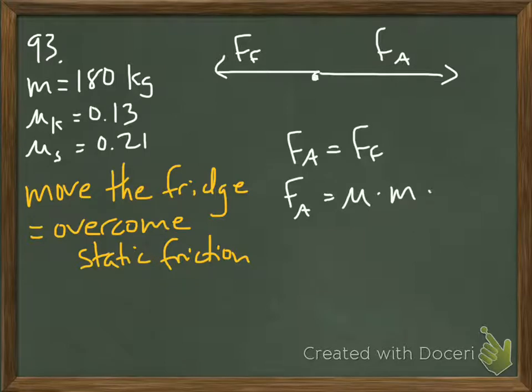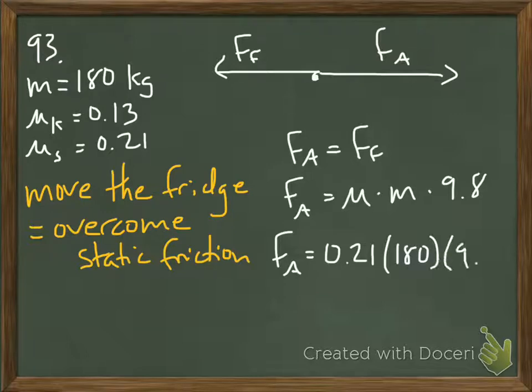So in order to find the force that we are applying, let's take a look at the force of friction. We know all these things. We know the mu, we know the mass, we know the acceleration of gravity, so we can calculate the applied force rather easily here. Again, I'm using the coefficient of static friction because the fridge is at rest before we try to move it. Kinetic friction is only for things that are already in motion.